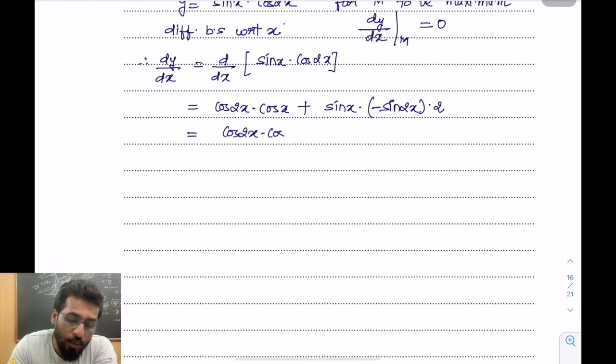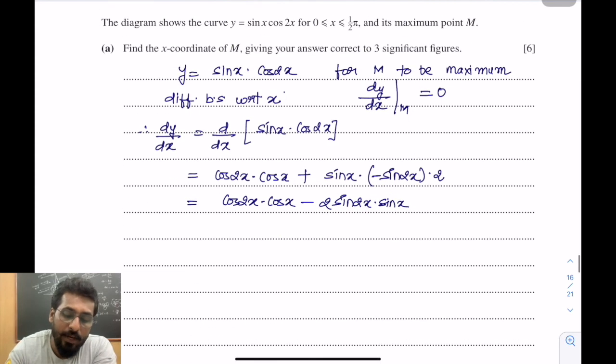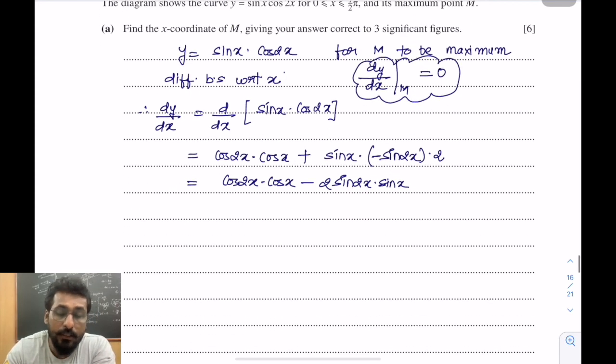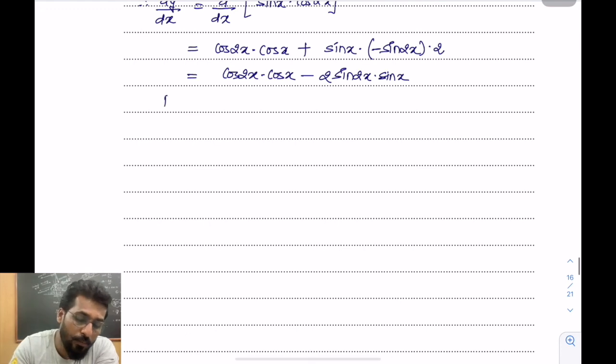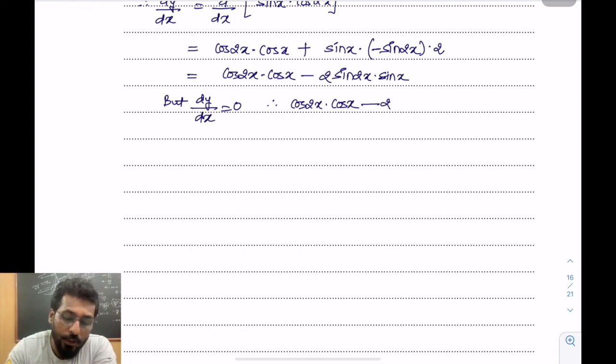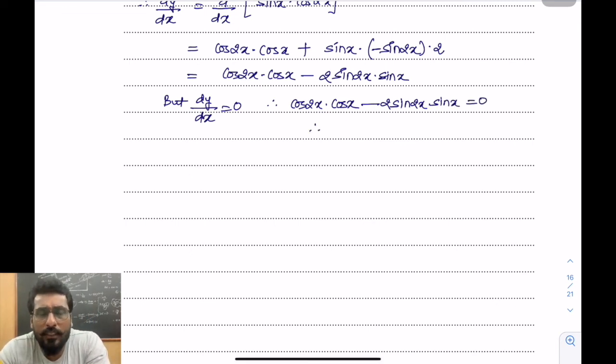So the derivative dy upon dx has come to cos 2x into cos x minus 2 sin 2x into sin x. But I know dy upon dx is equal to 0, right? So I'll write here, but dy upon dx is equal to 0. So cos 2x into cos x minus 2 times sin 2x into sin x should become equal to 0, right? So this trigonometric expression needs to be simplified. You want to solve for the value of x. How do we do that?